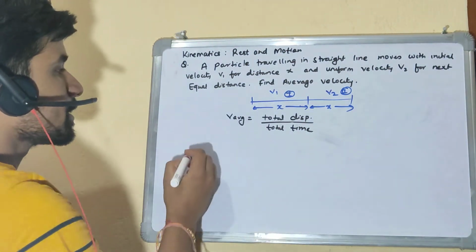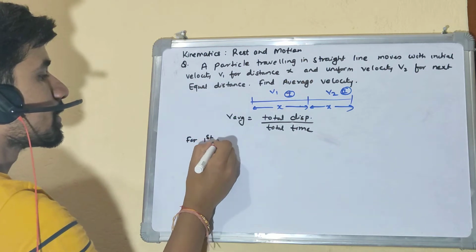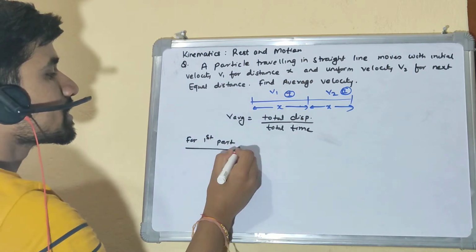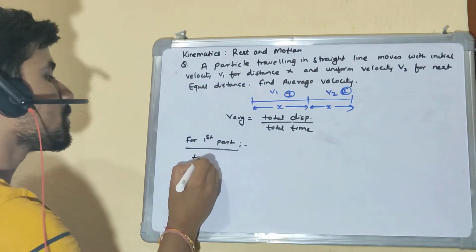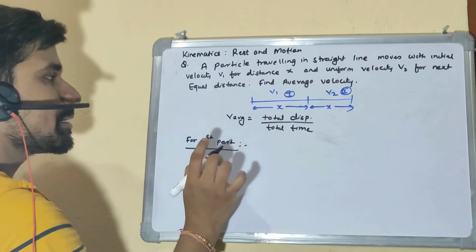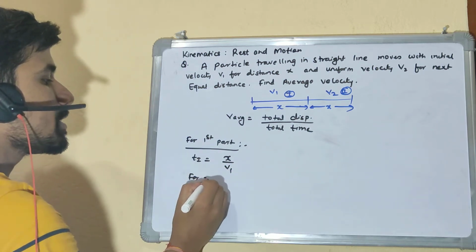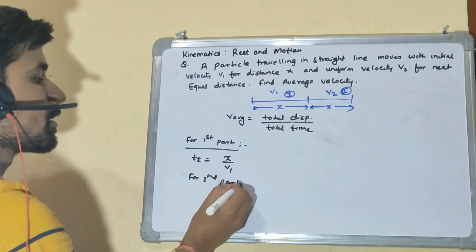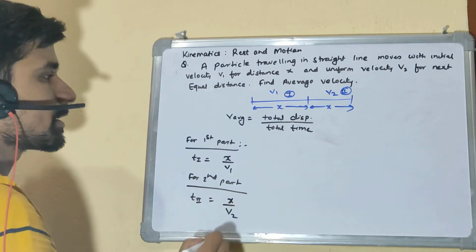For the first part, you know there is no acceleration. You can directly use the distance, speed, and time relation. So time for the first part will be what? Time is distance by speed, so x by v1. For the second part, t2 will be x by v2.